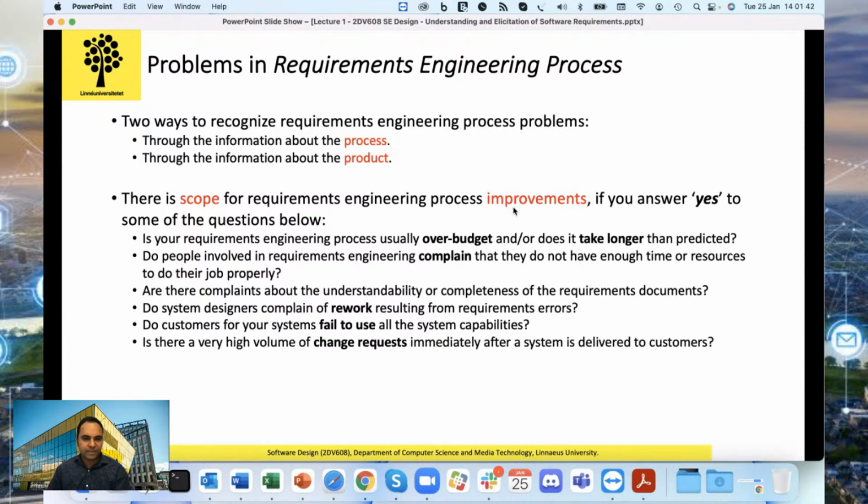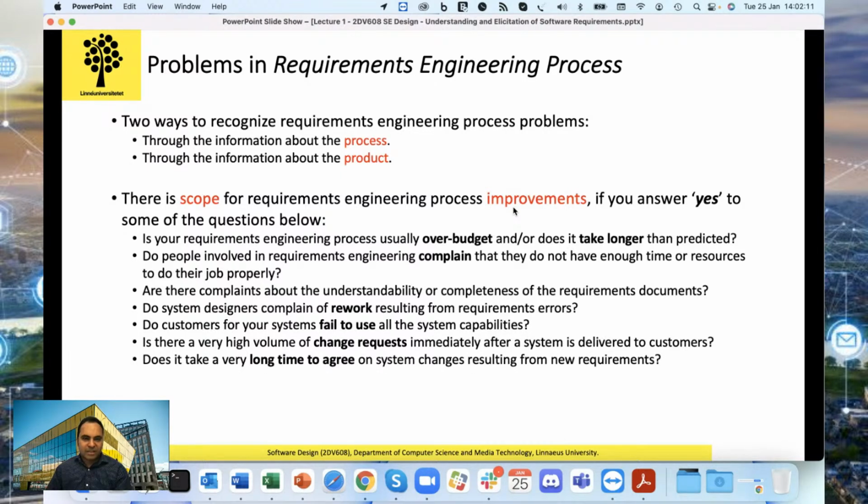And if your system is receiving high change requests, that means you developed and delivered the system, and then the users might not be completely happy, and they are asking for too many changes. That means your requirements engineering process has a problem, and that means your requirements document was not well developed.